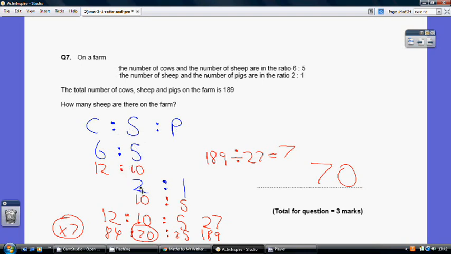Well, really they've got a lowest common multiple of 10. So if I multiply the 6 to 5 by 2, giving me 12 to 10, and at the same time multiply the 2 to 1 by 5, giving me 10 to 5, those sheep ratios are now both 10. So because it's 12 to 10 and 10 to 5, I can now say overall my ratio is 12 to 10 to 5. Now that's my overall ratio, 12 to 10 to 5, which is 27.